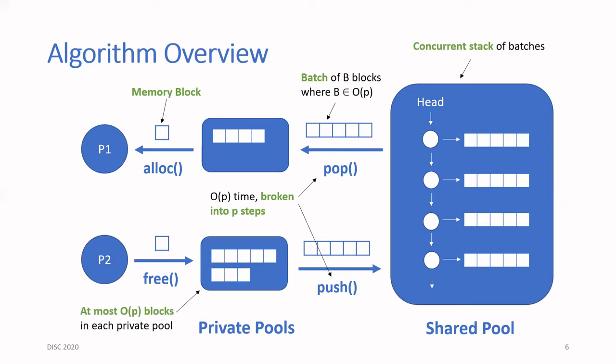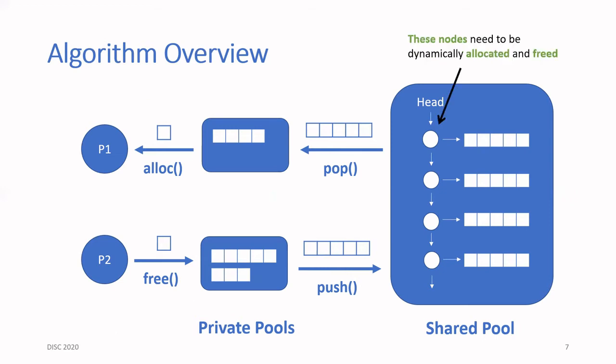The private pool actually needs to be carefully managed so that it doesn't contain too many or too few blocks, and also so that there's only one ongoing push or pop operation per process. The problem with holding on to too many blocks is that it leads to high memory overhead, since these blocks cannot be allocated by any other process.